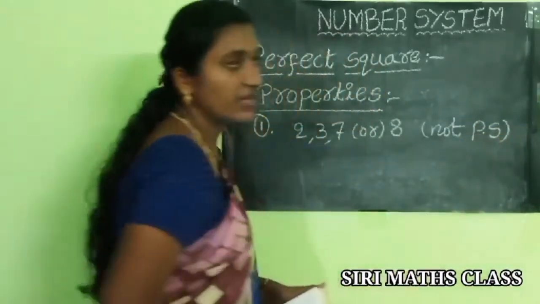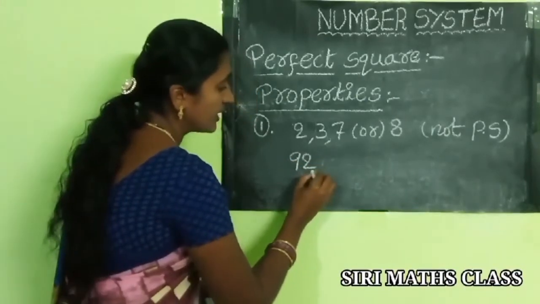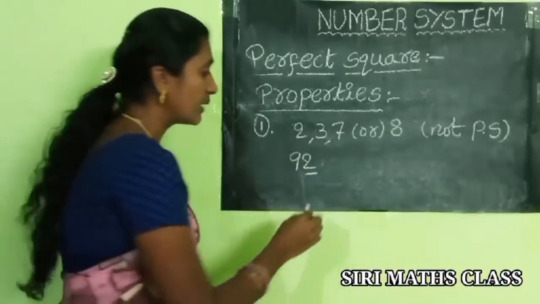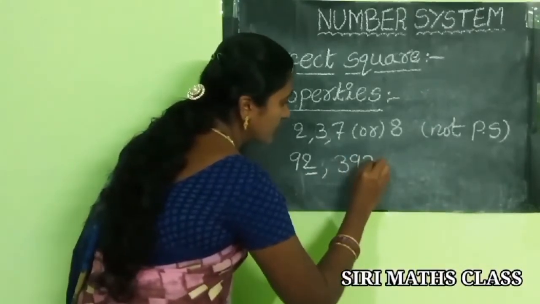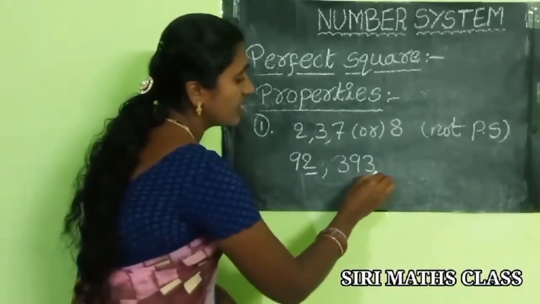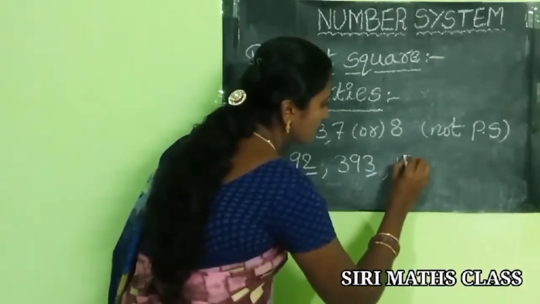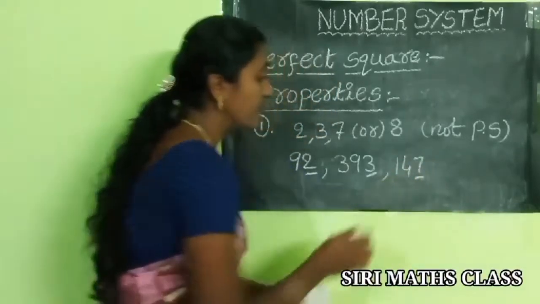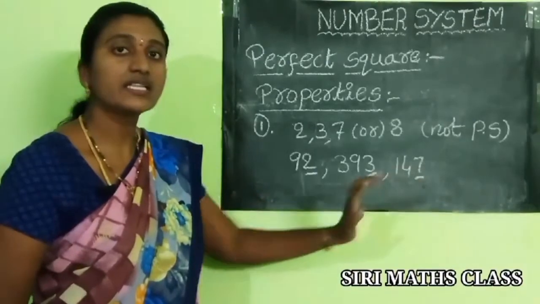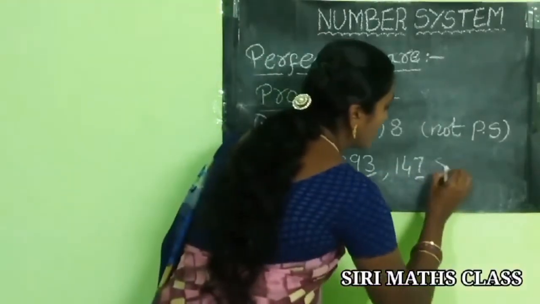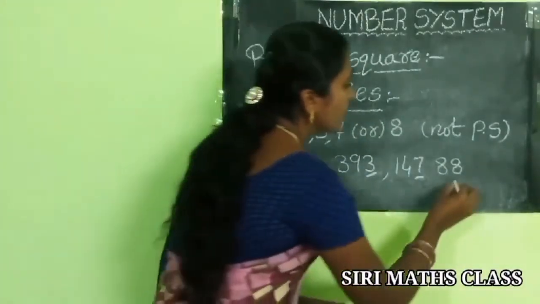See the numbers ending with, for example, 92. The number ends with 2, this is not a perfect square. And 393. The number ends with 3, this is not a perfect square. And also 147. Here the unit digit is 7, no, this is not a perfect square. And also, here the unit digit is 8.